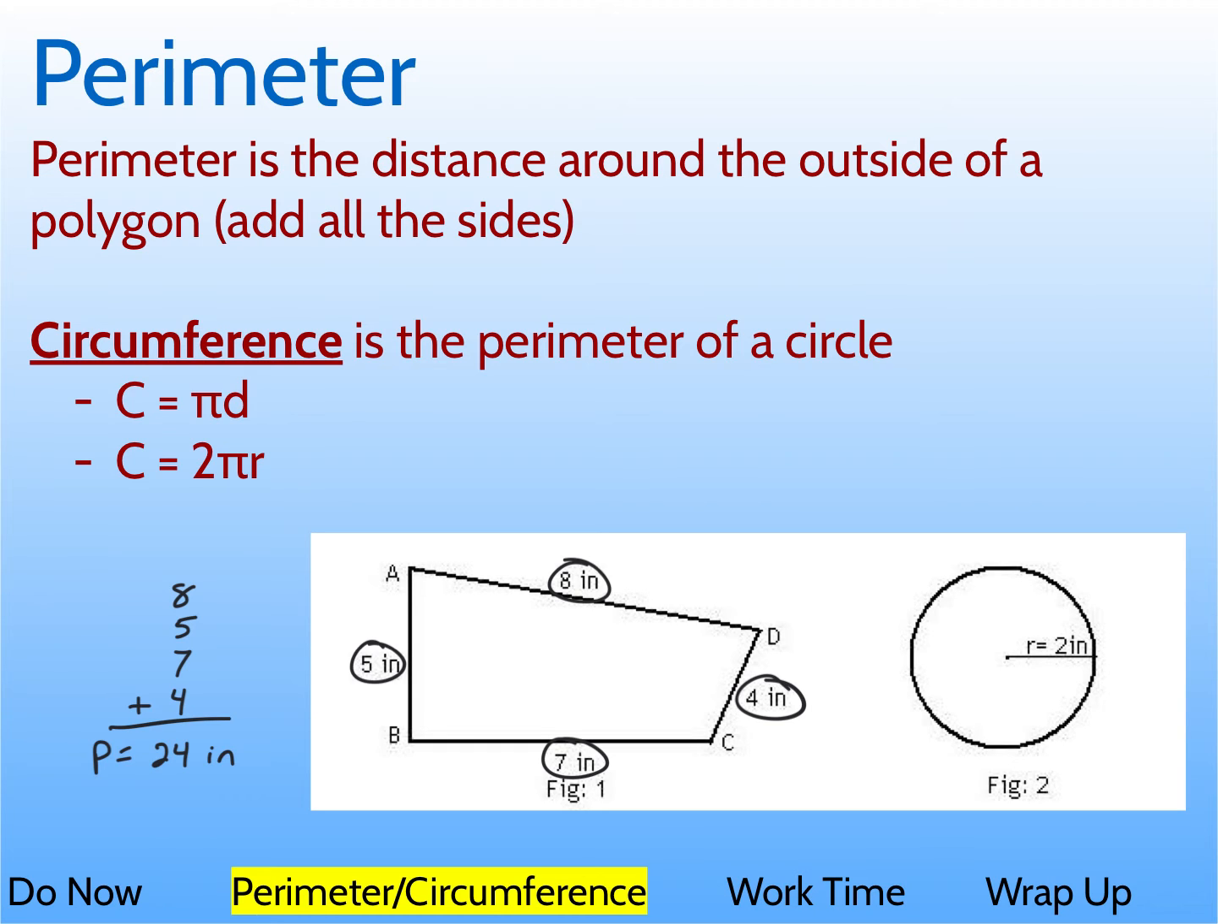Figure 2 is a circle. So a circle, we'd want to use one of these two formulas. Since they give us the radius right here, I'm just going to use this formula because why not? It's got the r right there. So we just substitute: circumference equals 2 times pi times the radius, or 2 times pi times 2, which is equal to 4 pi, which, if you're rounding it to the nearest tenth, gives you approximately 12.6 inches. And that's your circumference.